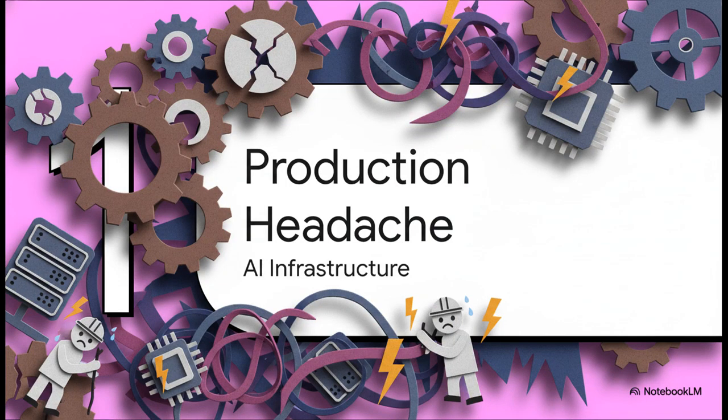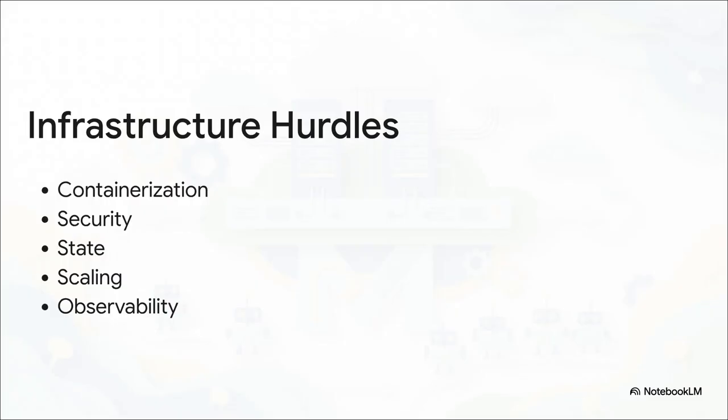Section 1. The AI production headache. Just take a look at this laundry list of infrastructure hurdles. These are all the non-intelligence tasks we developers are forced to manage just to get an agent off the ground. You've got containerization and infrastructure, building images, pushing them to registries. Then there's security and identity provisioning to prevent data leaks, plus state persistence, dynamically scaling compute so you aren't burning cash on idle time, observability, and continuous evaluation. It is an exhausting operational load.